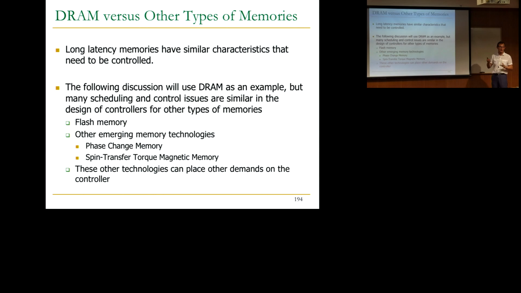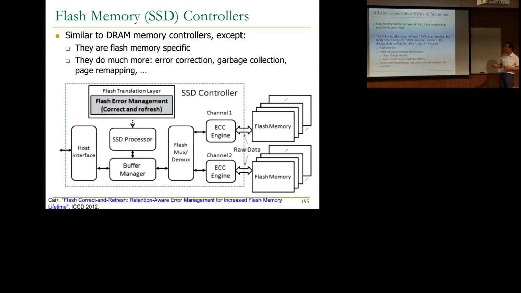And flash memory has other characteristics, like you need to erase a block before you write to a particular page. So how do you do that? And that erase takes very long. How do you schedule those very long latency requests while you're doing reads and writes? That brings out a lot of issues over here. So flash memory is very interesting.